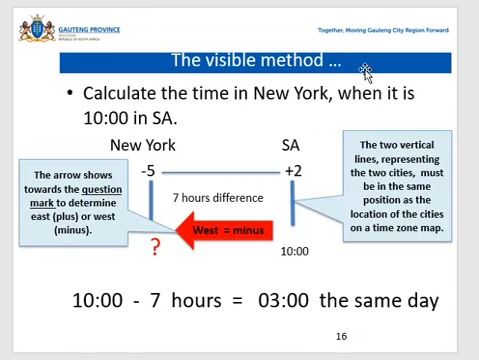So here is your first sum, and we call this the visible method, because you can see the lines and everything. It says calculate the time in New York when it is 10 o'clock in South Africa. So I'm saying to you that it is 10 o'clock in South Africa, and I would like to know what the time is in New York. So I write down my two cities here. But what is important is I cannot swap the two cities now, because I go from the left hand side, as we write from left to the right hand side on paper.